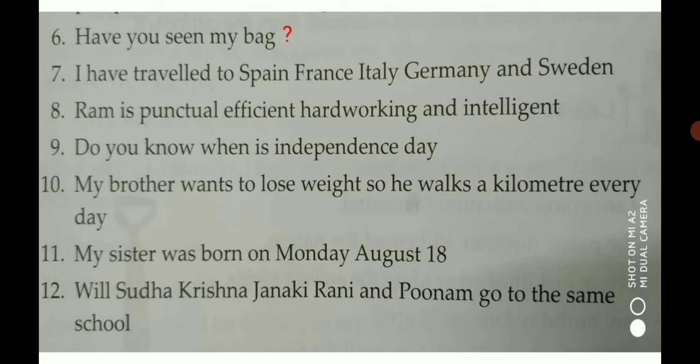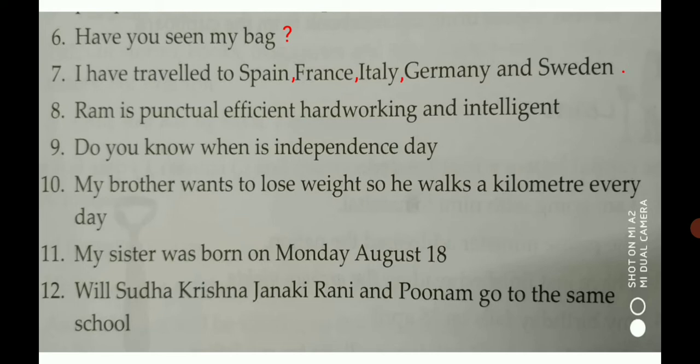I have traveled to Spain, France, Italy, Germany and Sweden. So here there are so many, more than two countries. That's why we will put commas here. After Spain we will put a comma. After France we will put a comma. After Italy we will put a comma. And after Germany can we put a comma? No. Why? Because there is "and" after it, and before "and" we will never put a comma. Then what will we do? Put a full stop after the sentence.